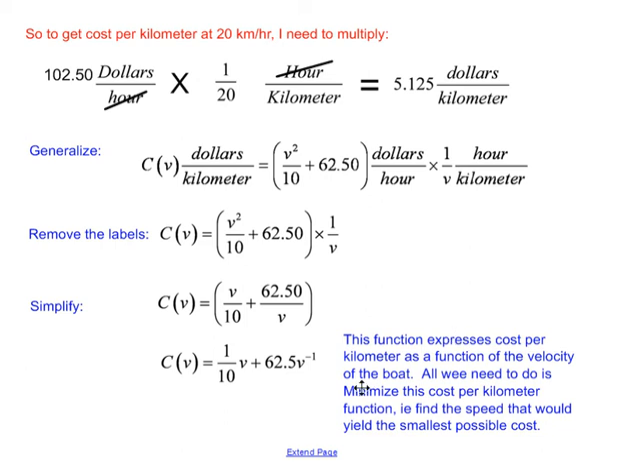All we need to do is minimize the cost per kilometer. That is, we need to find a speed that will give me the smallest possible cost. With my unpacking example, when we go 20 kilometers per hour, our cost is $5.125 per kilometer. Can we get a lower cost out of this? You can guess and check your way. Obviously, we can look at a graph and see what the graph says. In fact, I have one right here. But how does the calculus bear that out?